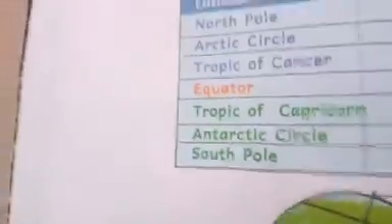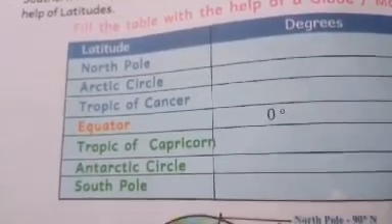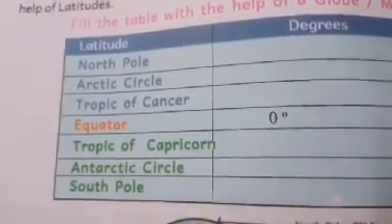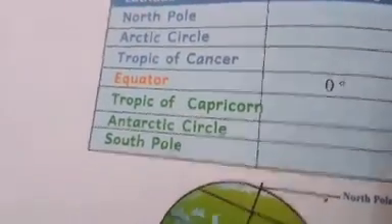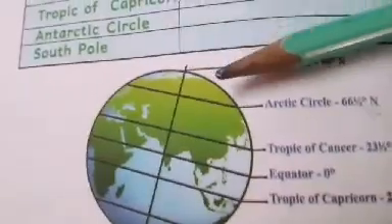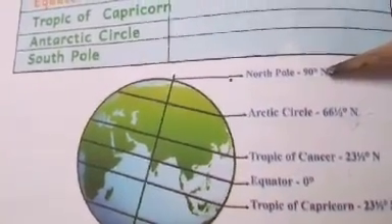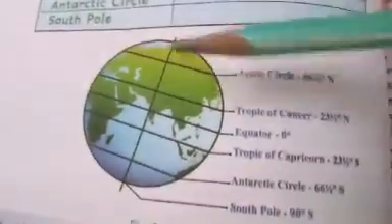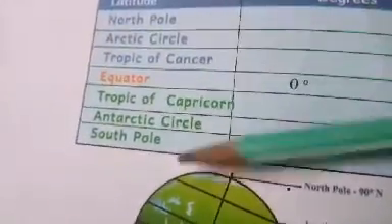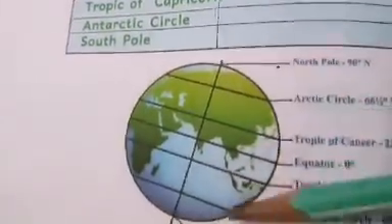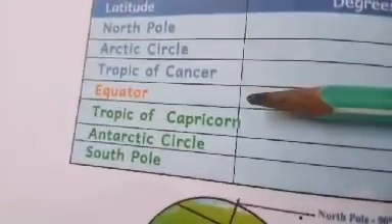Here is a table. Fill in the table with the help of a globe or a map. What to write here? Degrees, you have to write in degrees. North Pole. From this map only we can find out the degrees. What is the degree of the North Pole? Here it is written. What is it? 90 degrees. Like that, the South Pole also 90 degrees. Like that, these degree measurements are given here, and from this globe you can find them out. So do it yourself.